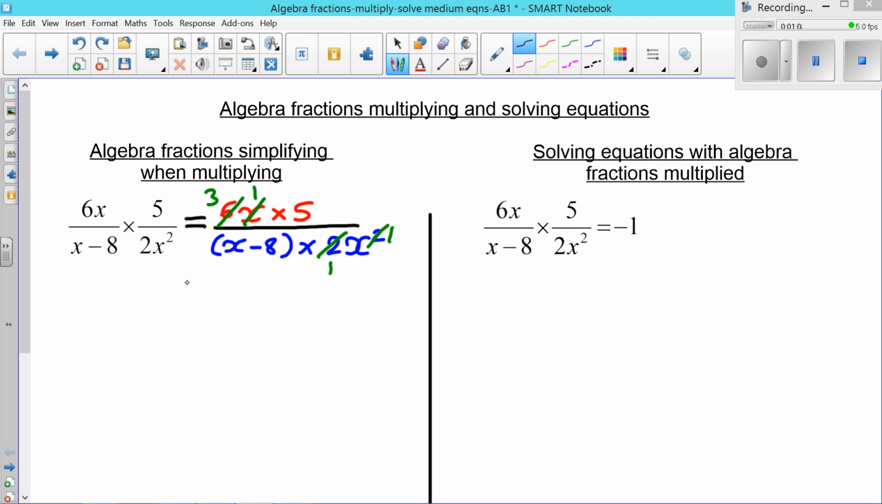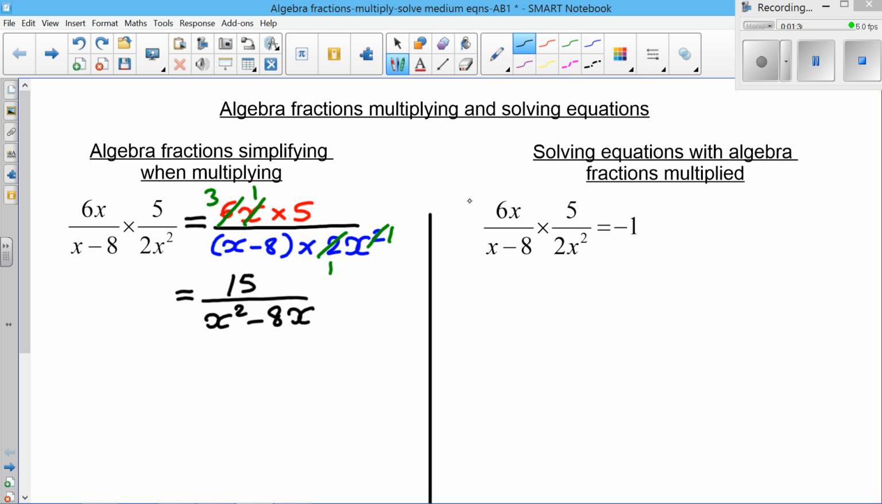I now multiply what's left. That's 3 times 1 times 5, which is 15, over the x multiplied by the bracket x minus 8, so x times x is x squared, and x times minus 8 is minus 8x. And we are done.